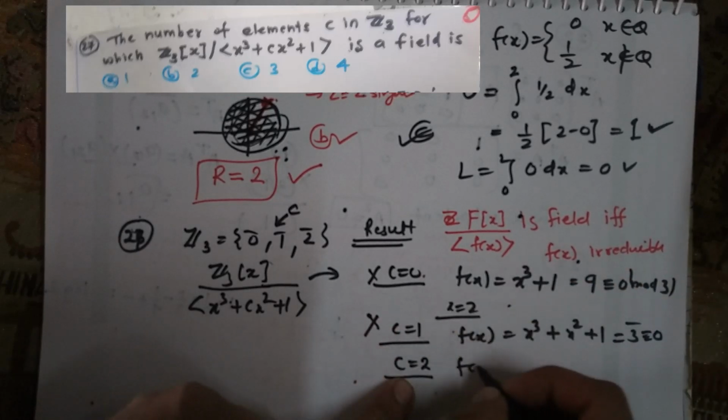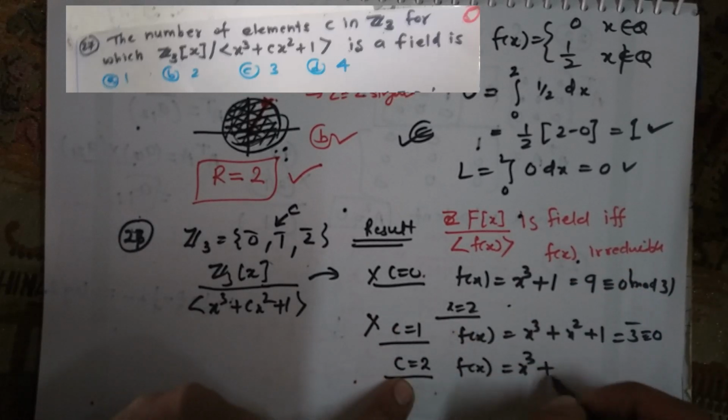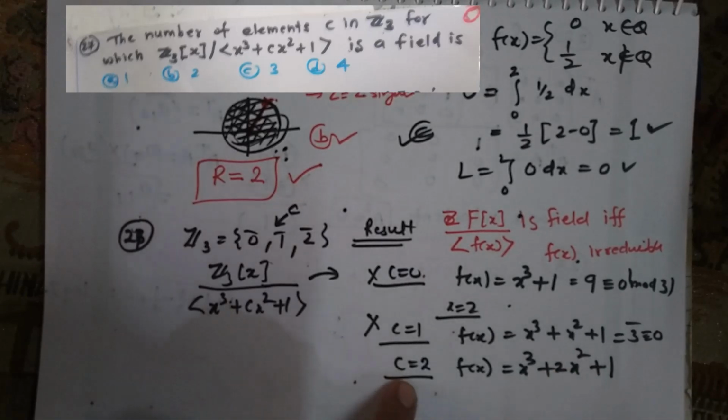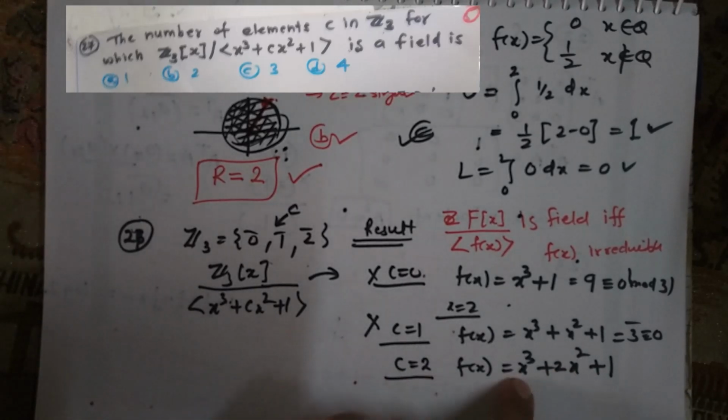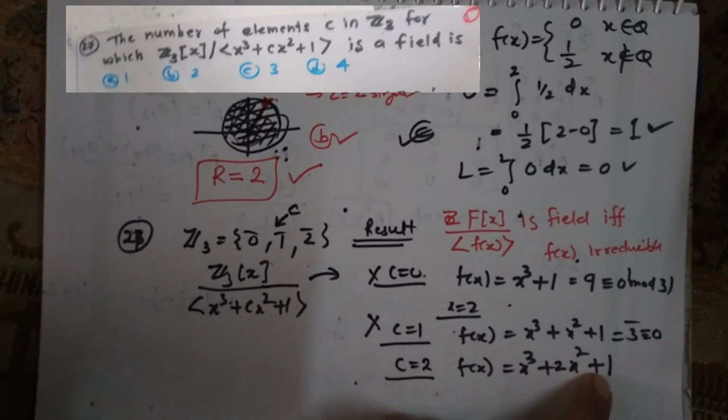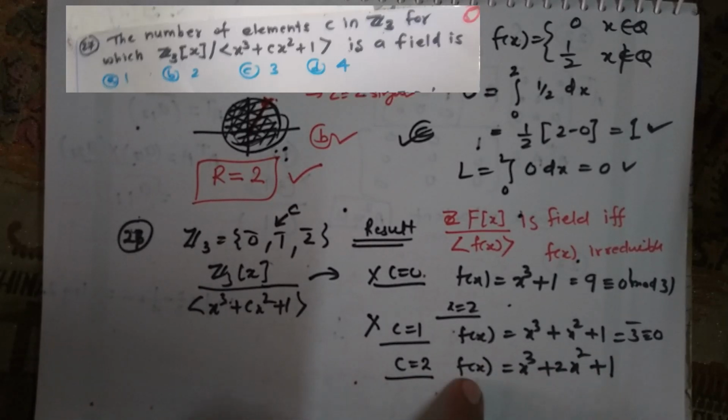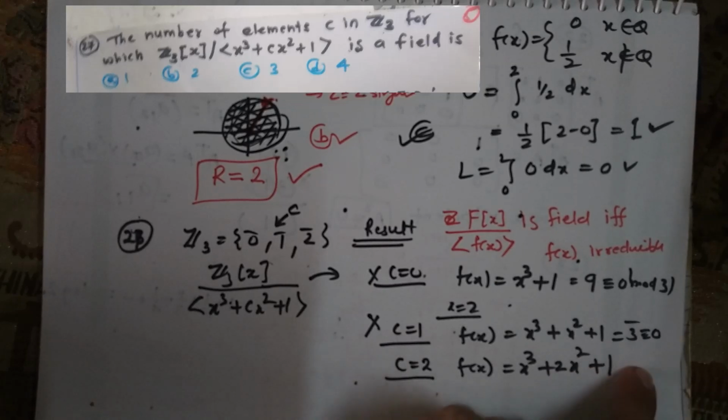Let's try to solve for c equals 2. What is my f(x) in this case? f(x) is x cube plus 2x square plus 1. Now let's look at this. If I substitute x equals 0, I will get 1, which is not equal to 0. If I substitute x equals 1, I get 1 plus 2 plus 1, which is 4, congruent to 1 modulo 3. So in this case also we are not getting 0.